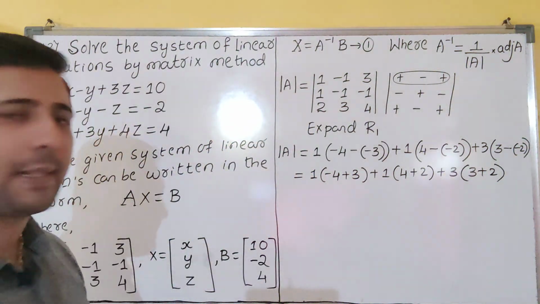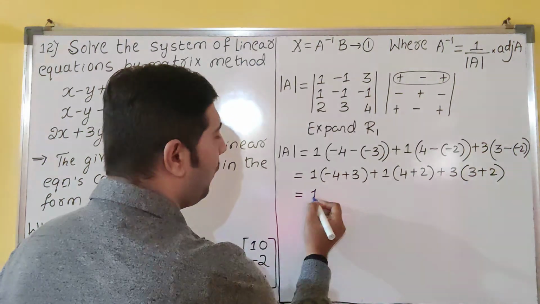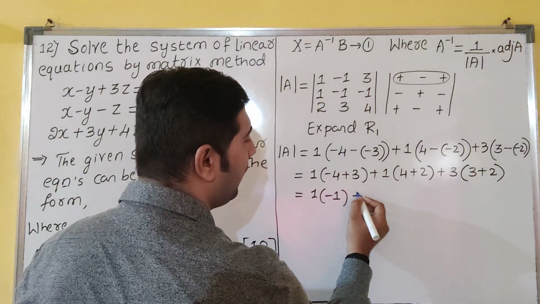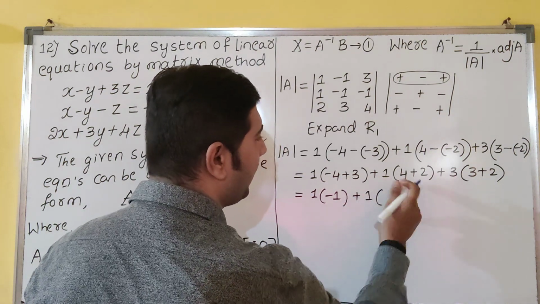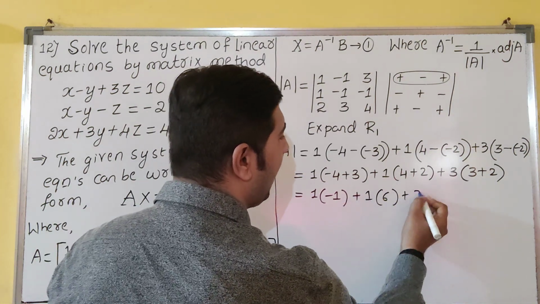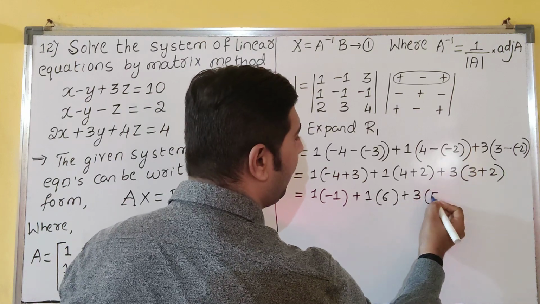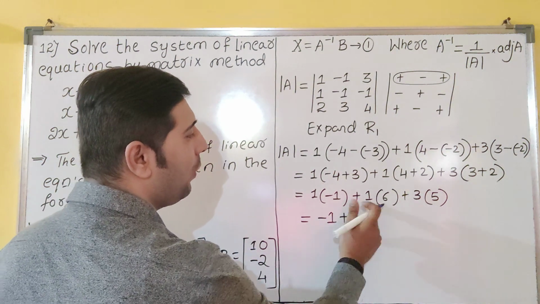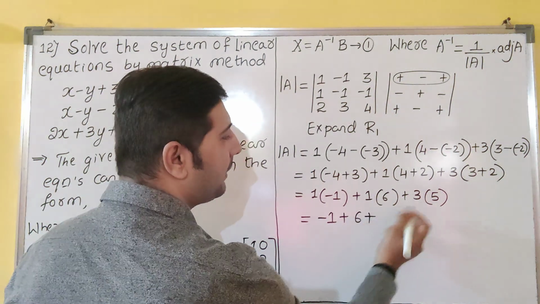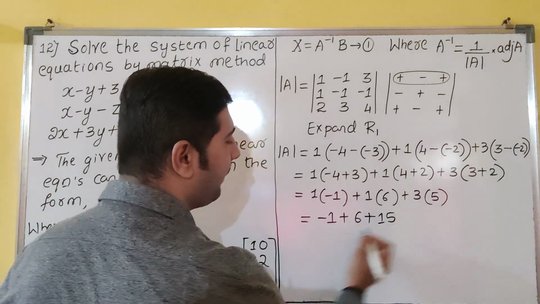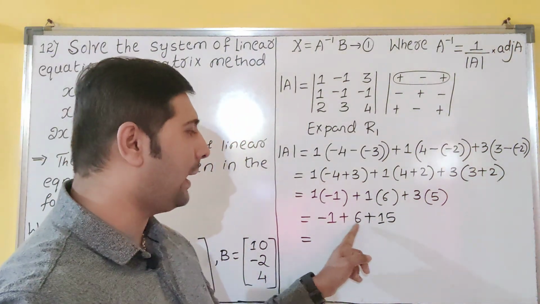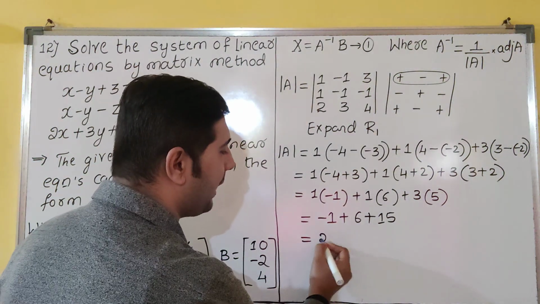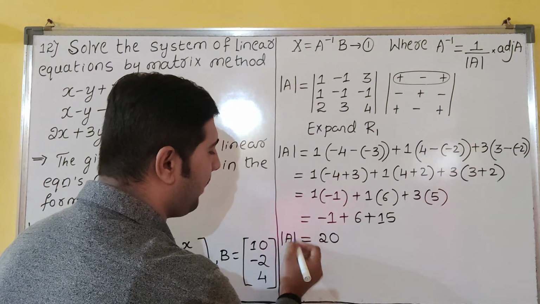I hope everyone is understanding. So now see here. 1 minus 4, 3 is how much? That is minus 1. And 1 I will write as it is. 4 plus 2 is 6. And this is 3 plus 2 is 5, dear students. So now see, 1 into minus 1, minus 1. 1 into 6, 6. 3 fives are 15, dear students. So now see, minus 1 plus 6, that is 5. 5 plus 15 is 20, dear students, and my determinant value is how much?